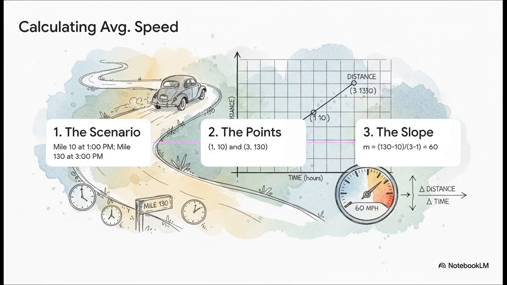When we plug that into the slope formula, what are we calculating? We're finding the change in miles on top and the change in hours on the bottom. The answer we get, 60, is miles per hour. That's your average speed. How cool is that? Slope is just a fancy word for rate of change.